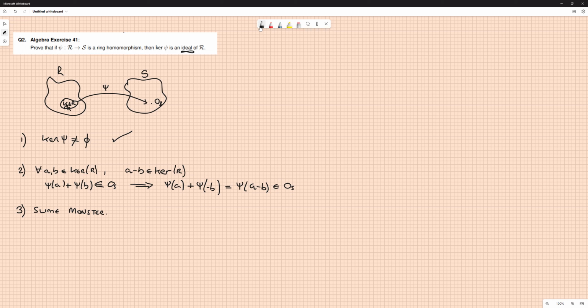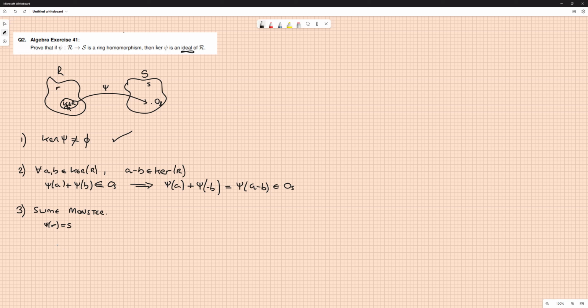What is the slime monster principle, I hear you shout? Okay, let's consider some element in S. We'll call it little s, so little s in S. Now we choose little s such that phi of some element r equals s. So we're going to have some element r here that is not in the kernel. And what on earth is that?